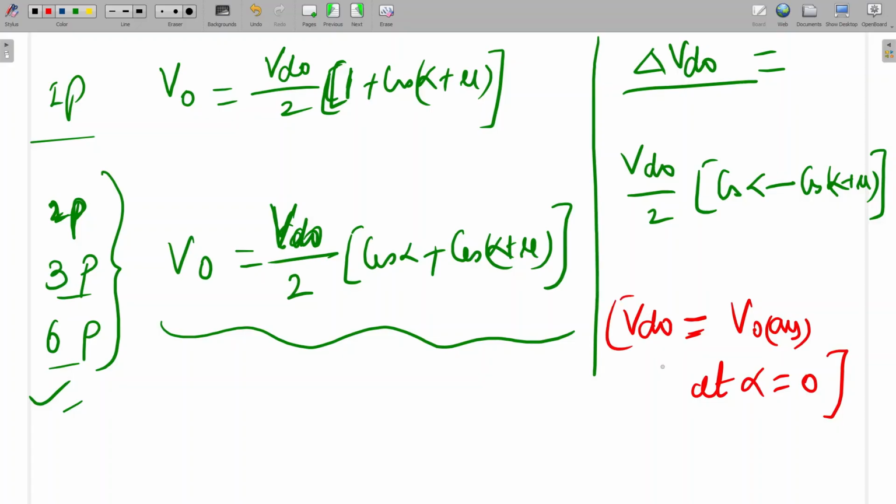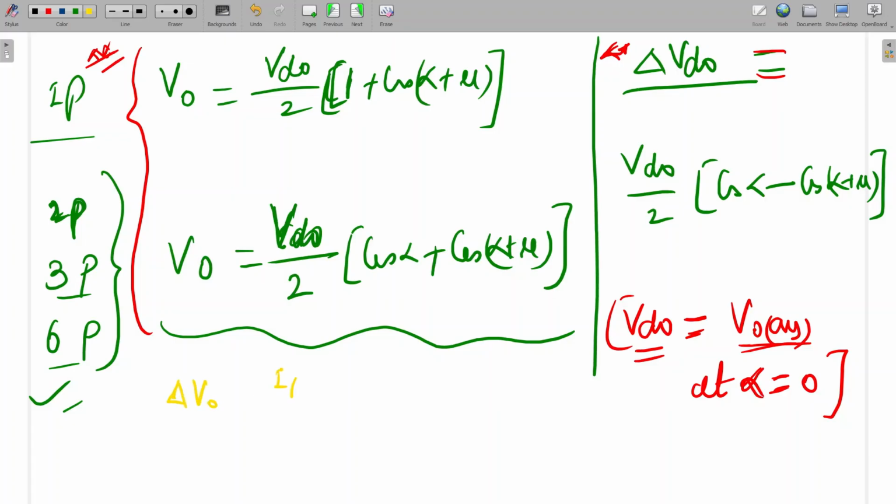Normal, without source inductance, what is the average output formula at alpha is equal to 0? What we will get, that is called as VD0. So this formula only we have to memorize. Based on this only we can solve most of the numericals. And one more thing, delta VD0 other formula is there.